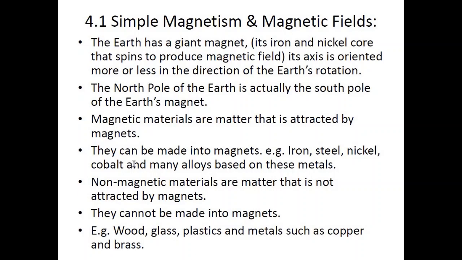Now, a magnetic material is any matter that can be attracted by a magnet, or in simple terms, a magnet would stick to it. They can be made into magnets, either temporary or permanent, by using magnetization. Non-magnetic materials are matter that is not attracted by magnets, nor by any method can you turn them into a magnet. For example, wood, plastic and metals such as copper and brass, whereas magnetic materials can be iron, steel, nickel, cobalt and many alloys that are based on these metals.